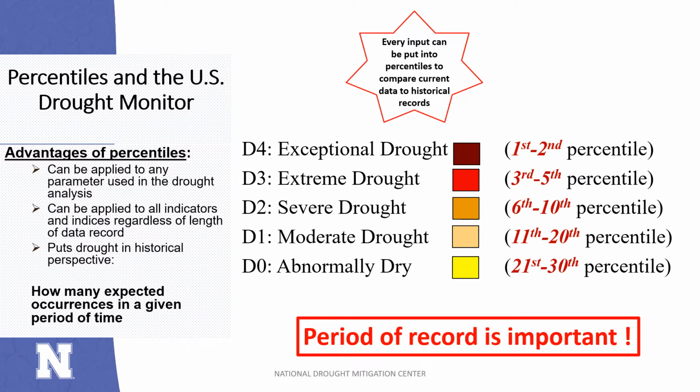The percentiles also provide an idea of just how rare an event may be or how often it has occurred in the past. Past drought events can help provide a better understanding of the potential intensities of drought in a region, but also what impacts can be expected.